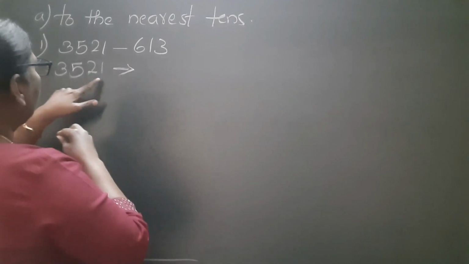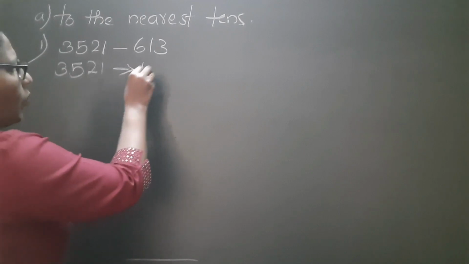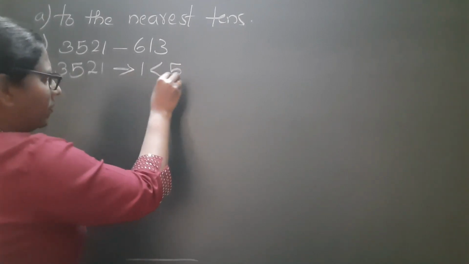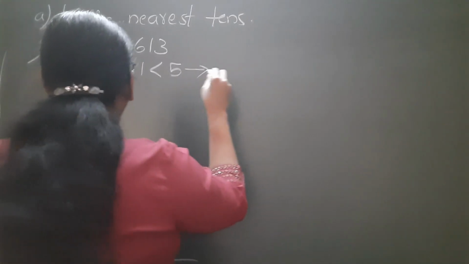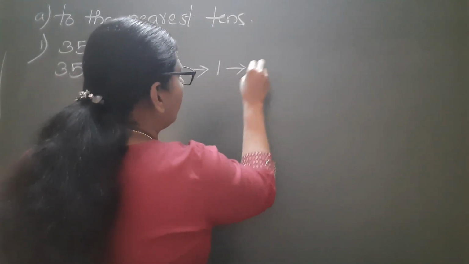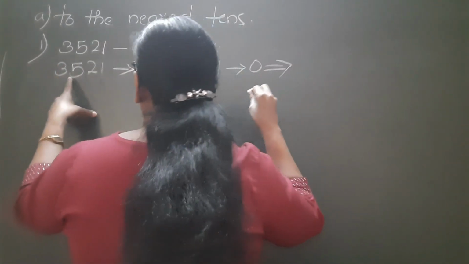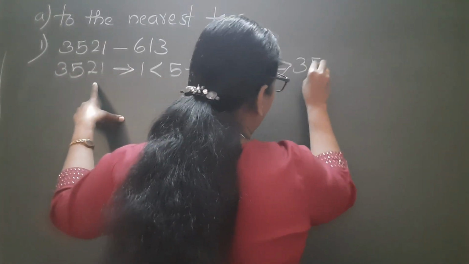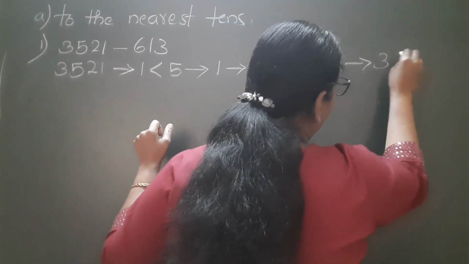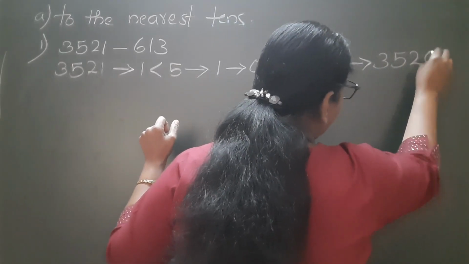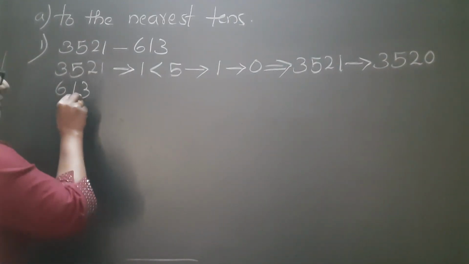In 3521, 1 is in the ones place. 1 is less than 5, so 1 rounds off to 0. So 3521 rounds off to 3520. Our next number is 613.